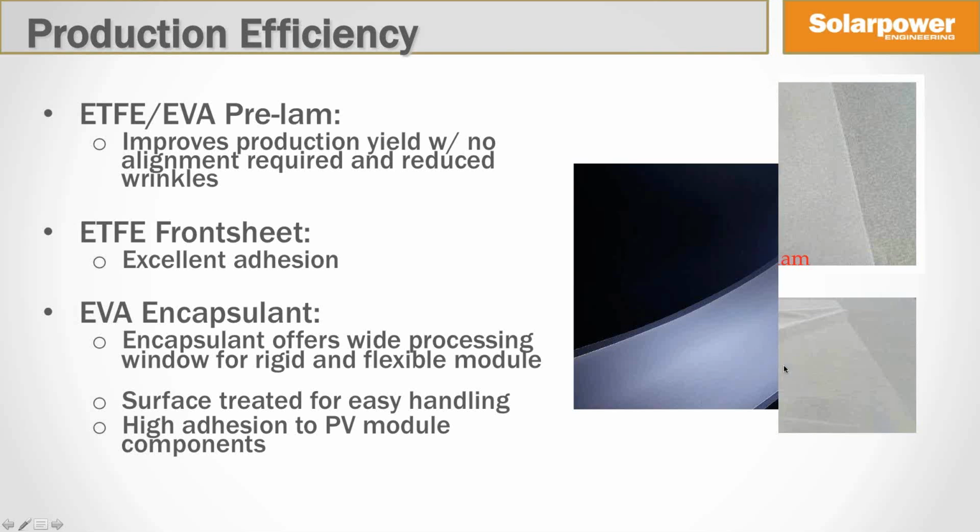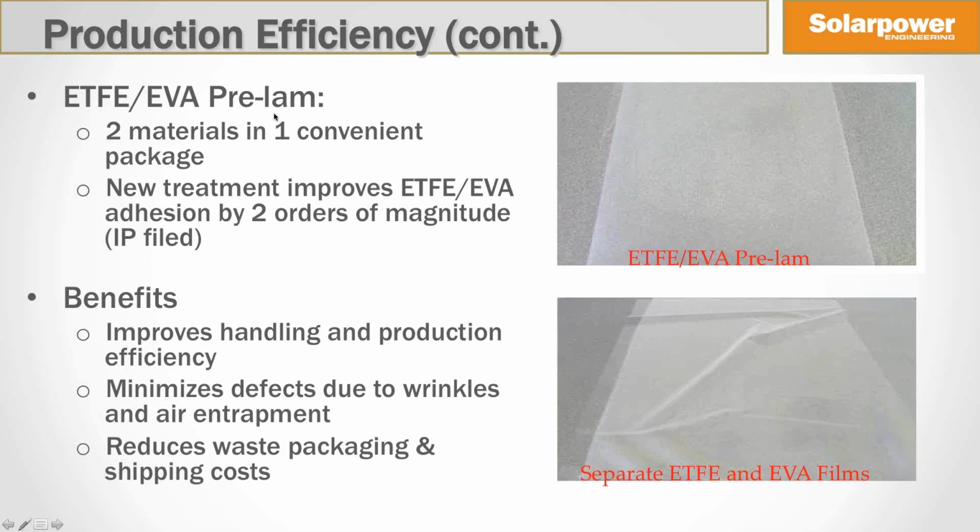On the next slide I will discuss this particular product, the Lightswitch Front Sheet Complete, which is the ETFE EVA prelam. We are the only manufacturer that makes both the fluoropolymer and the encapsulant, and we are the only ones that supply the two materials in one convenient package. There is a treatment that improves the adhesion of ETFE and EVA and thus helps easier handling of this material on the manufacturing floor.